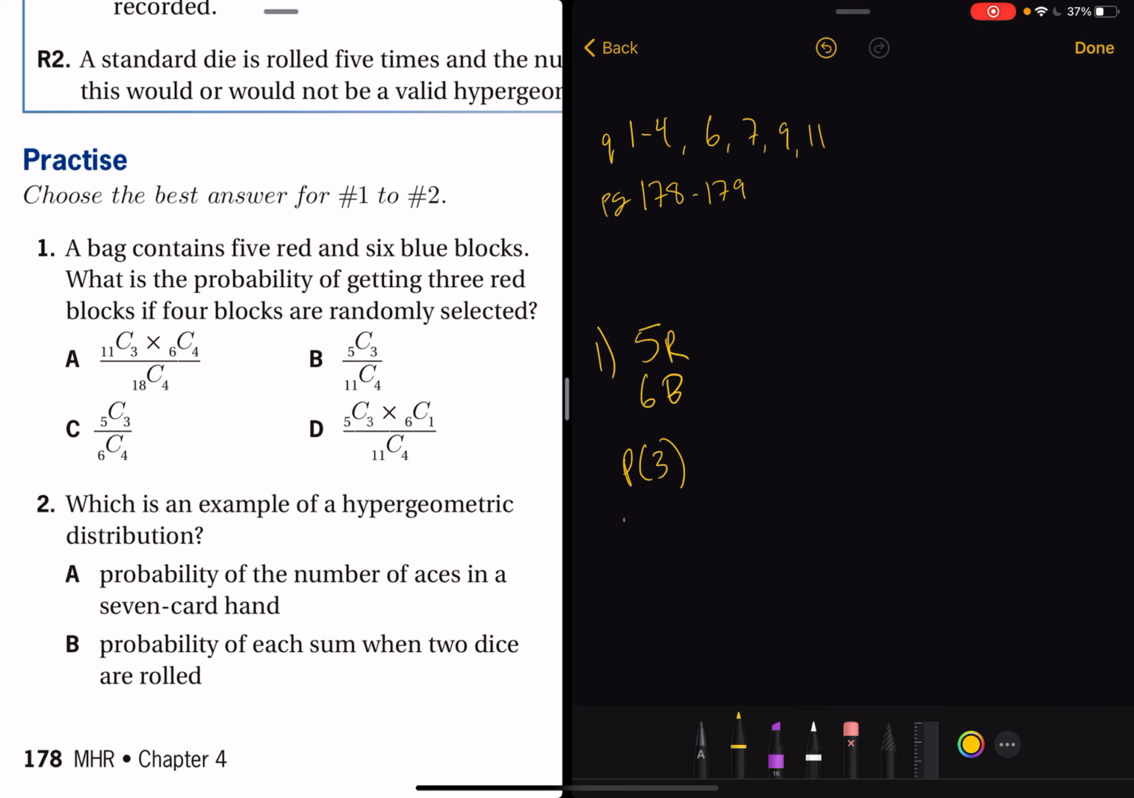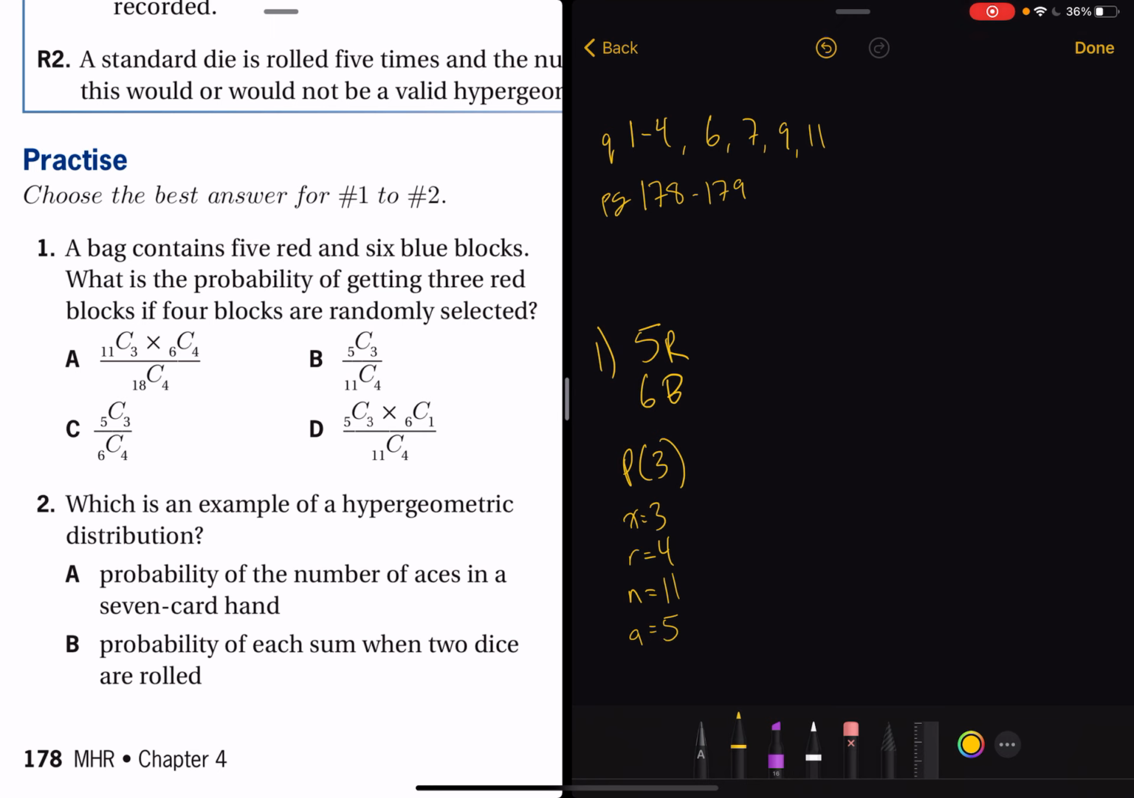So that's my successes. So x equals 3, trials equals 4, right? What's n equal to? And let's assume that they're not replaced, because this has to do with hypergeometric. So n is 5 plus 6, which is 11. And how many available successes are there? Well, if success is getting red, there are 5 available successes. So how do we do this?